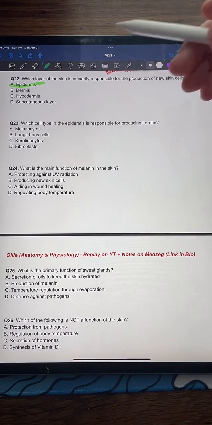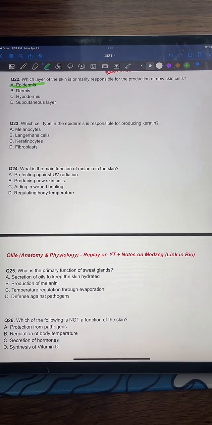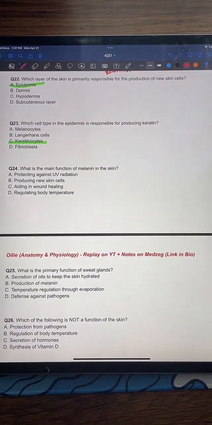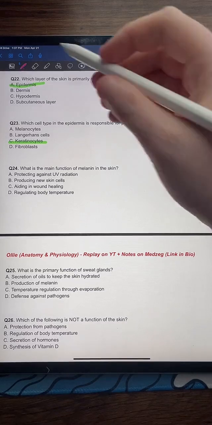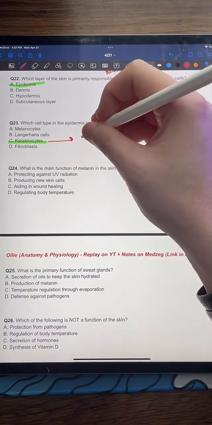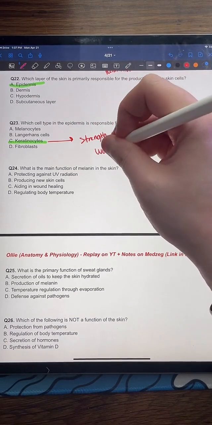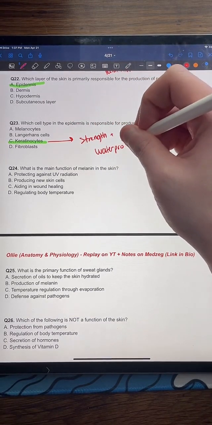Number 23. What type of cell in the epidermis is responsible for producing keratin? It's keratinocytes. Keratin is what provides strength and waterproofing to the skin. So these are for strength plus waterproofing.